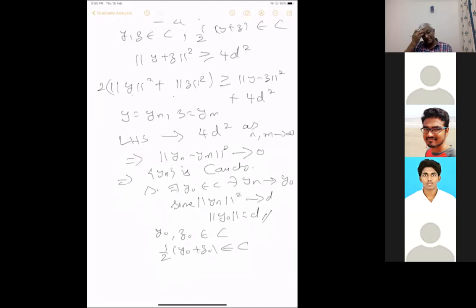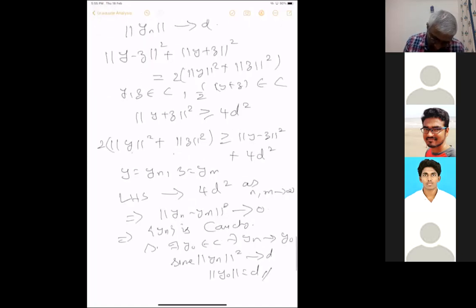From this inequality, 2 times norm y square plus norm z square is greater than or equal to norm of y minus z square plus 4d square. If we have two points y and z such that the distances are d, then if we substitute in this inequality, we get that norm of y minus z is less than or equal to 0. That means y equals z. Yes, you're absolutely right. Very good. So let us call this inequality star.